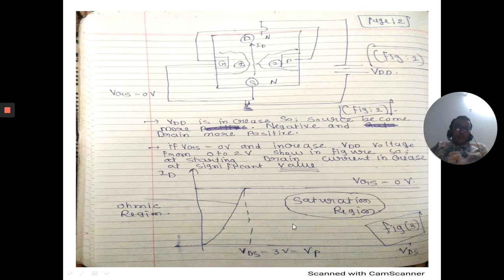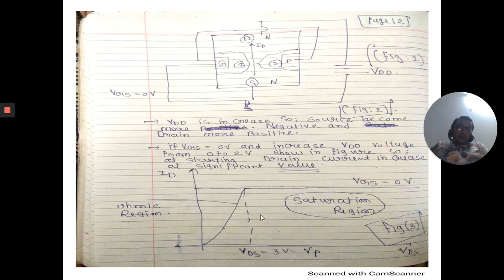It is known as the saturation region. For the purpose of an amplifier, it would operate in the saturation region. Why? Because in the saturation region, current is constant. That's why we would like to operate in the saturation region.